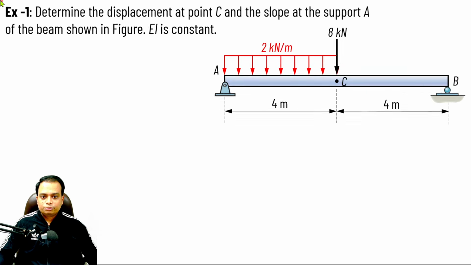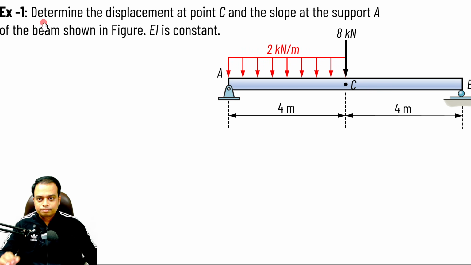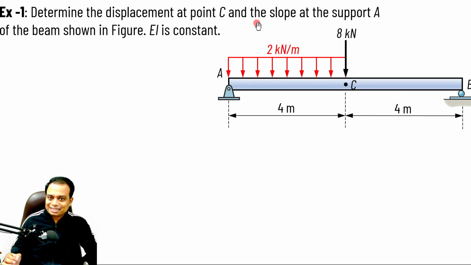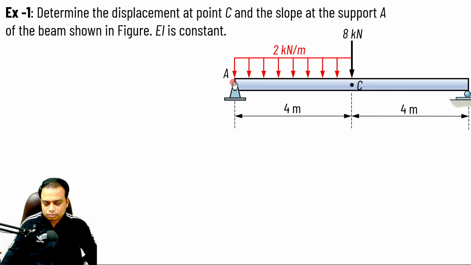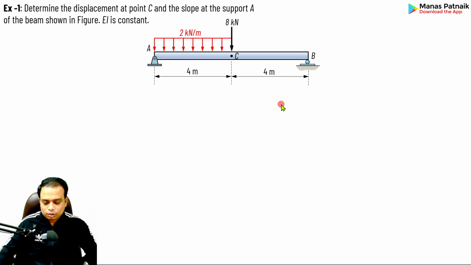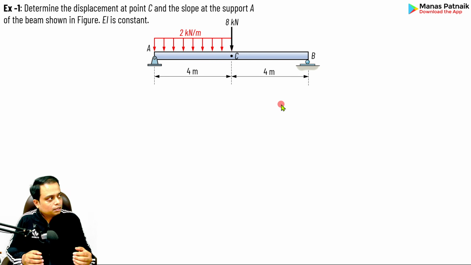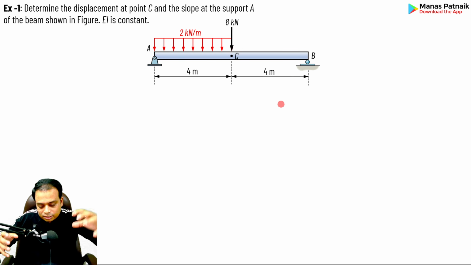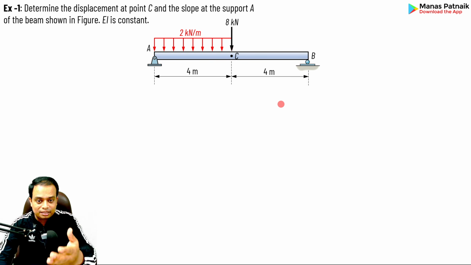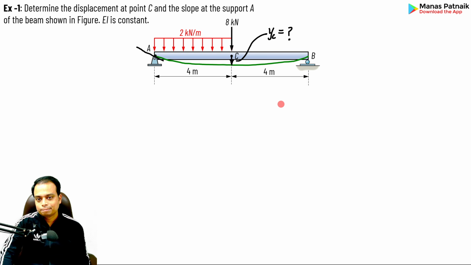So what is the objective? The objective is to determine the displacement at point C and the slope at the support A. Okay, the displacement at point C and the slope at the support. So the slope at point A has to be found and the deflection at C. So if I were to make the elastic curve, the elastic curve is basically an assessment as to how the beam would bend after the loadings have been applied. Okay, it is an exaggerated form. The beam does not bend in that fashion, as you can see on screen.